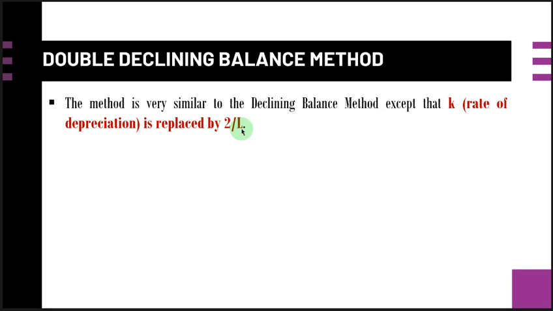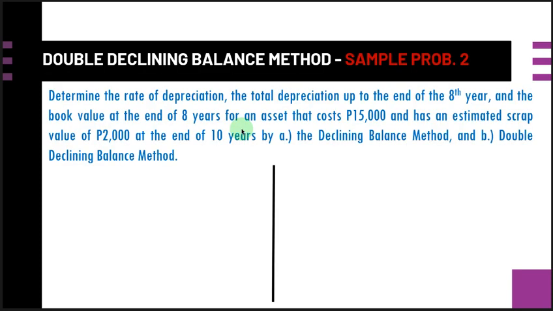Okay? So proceeding with our sample problem number 2 for this double declining balance method, we are going to determine the rate of depreciation, referring now to this K, the total depreciation, referring now to the capital D sub N, up to the end of the 8 years. So actually this 8 is just our N. And the book value at the end of 8 years, so we are going to determine the C sub N. So first, the K. Second is capital D sub N, the total depreciation. And the third is the book value C sub N.